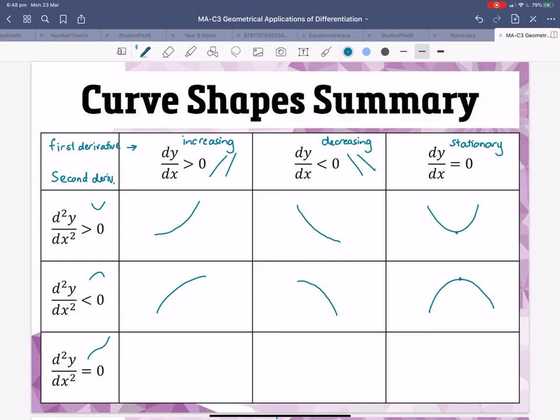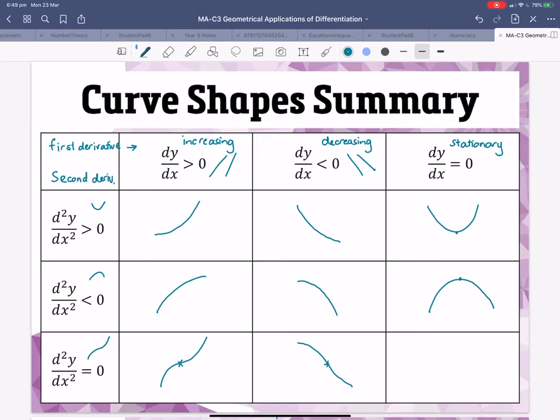Right, final row. An increasing curve where the second derivative is equal to 0. So we could be looking at a curve which changes concavity, say about there, from being concave down to concave up, but still is increasing. And we can have the same thing while decreasing.